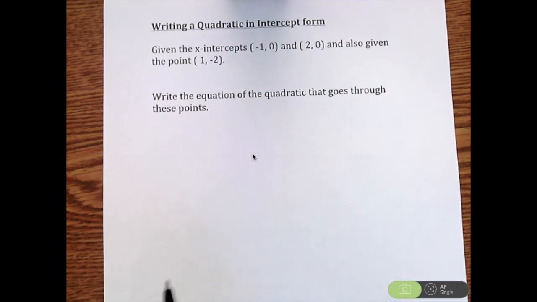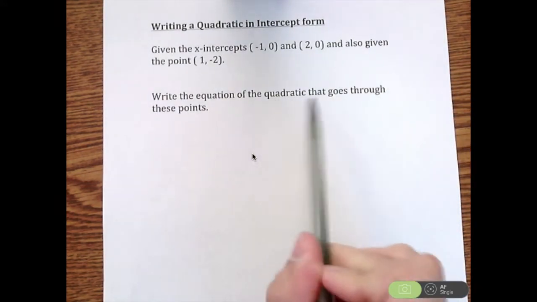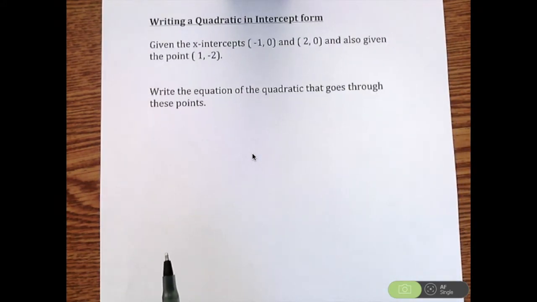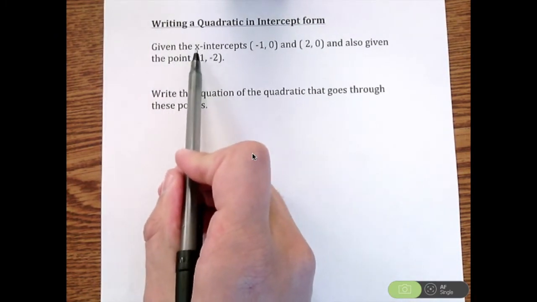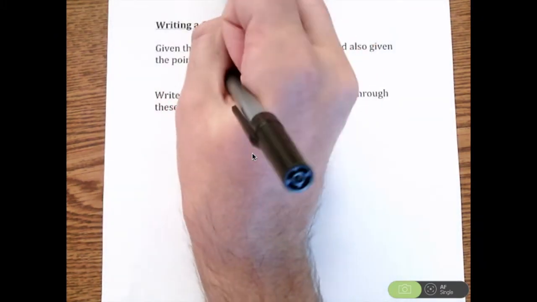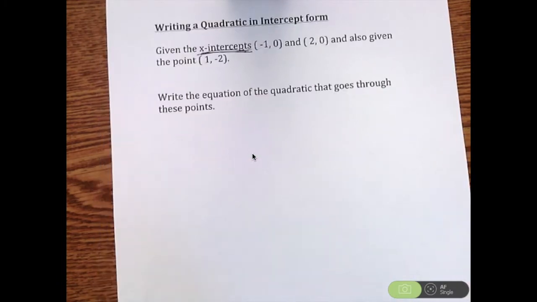So typically in the wording of the problems, they're not going to tell you which form they want you to write the quadratic in. But there are context clues in the problem that tell you which form. They gave us a point and they gave us two x-intercepts. The key right there is they tell you we're going to write this in intercepts. What that usually tells me is I want to write this in intercept form.